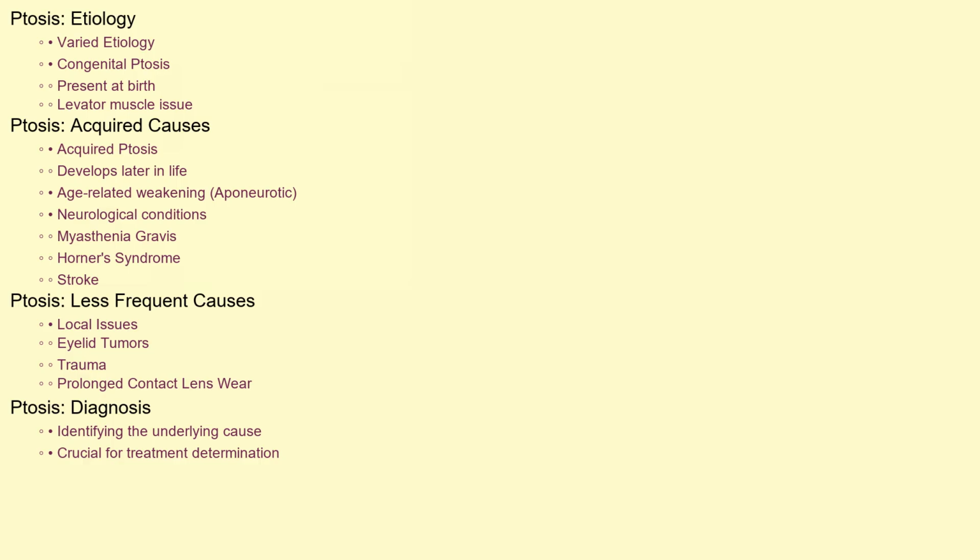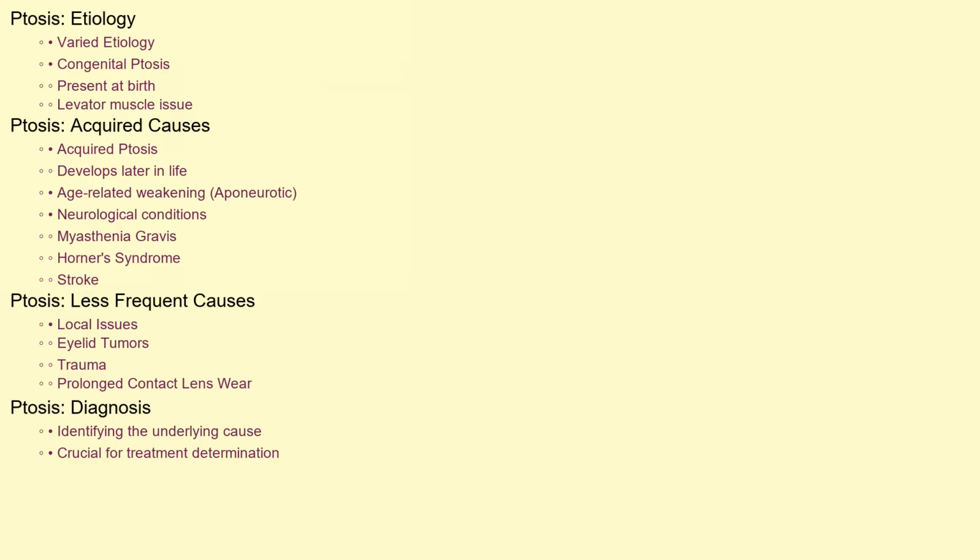Let's talk about what causes ptosis. The etiology is quite varied. Ptosis can be congenital, meaning present at birth, often due to a problem with the levator muscle, which is responsible for lifting the eyelid. Acquired ptosis, on the other hand, develops later in life.